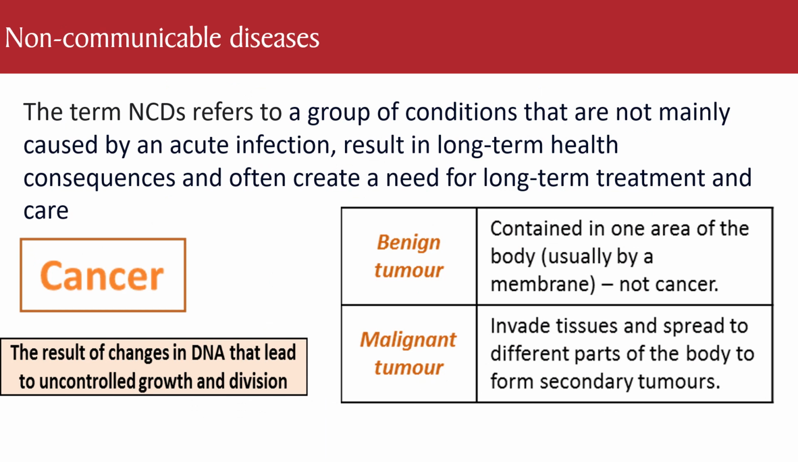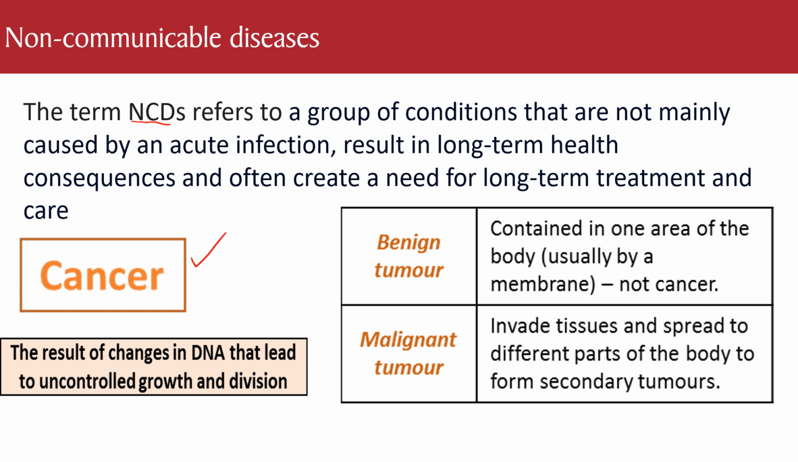Right, non-communicable diseases. We talked a little bit before about heart disease. Now we're just going to talk about some others. NCDs refer to a group of conditions that are not caused by an infection. Basically, a non-communicable disease is a disease that somebody can catch or has but cannot be passed on to somebody else. The most common example of that is cancer.